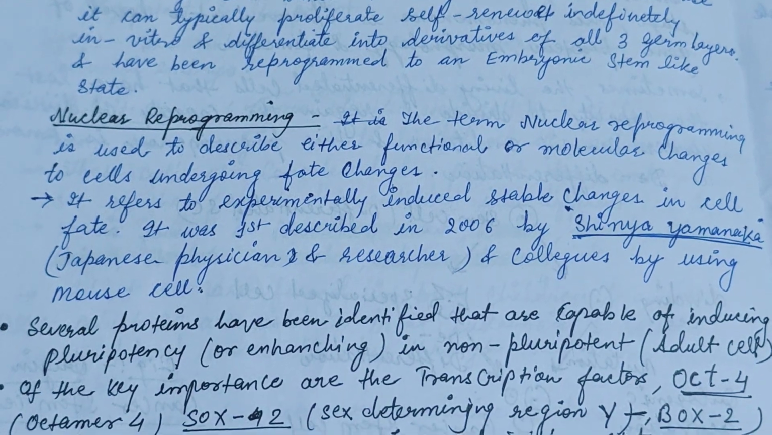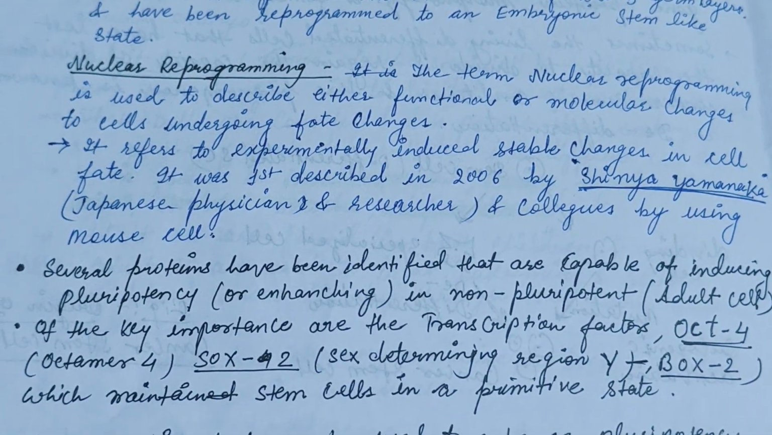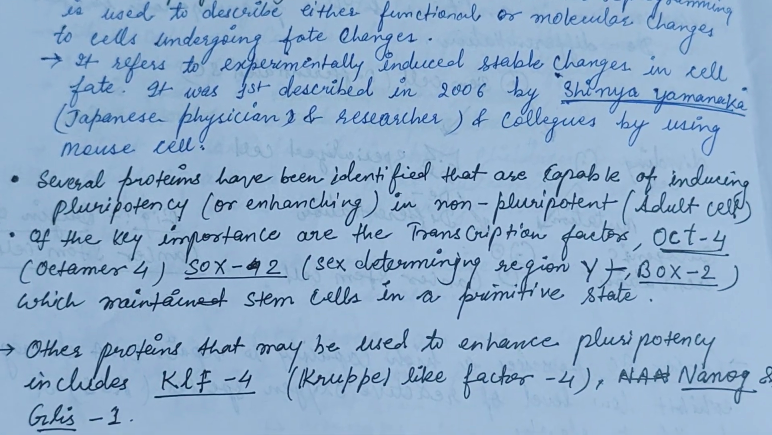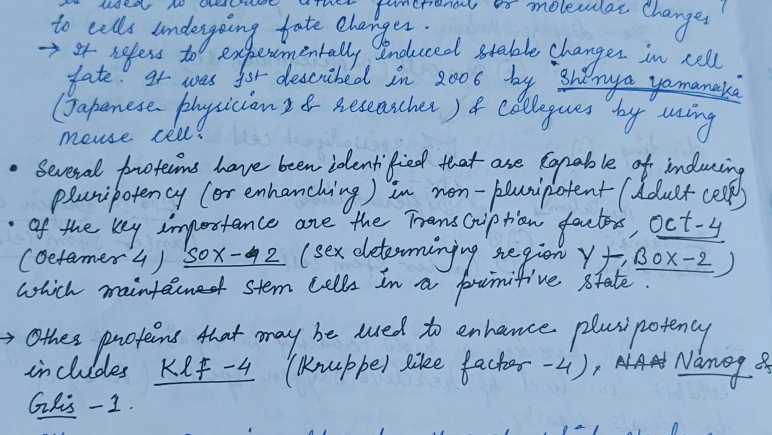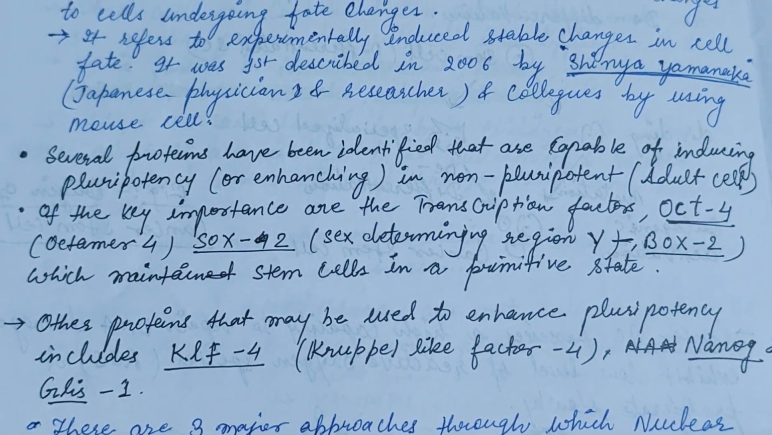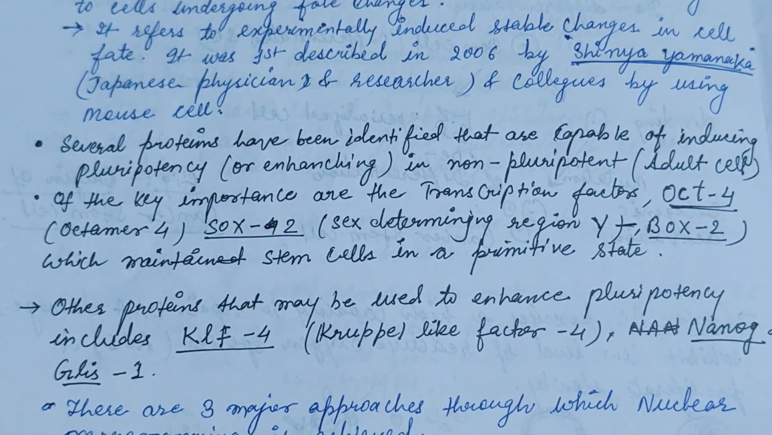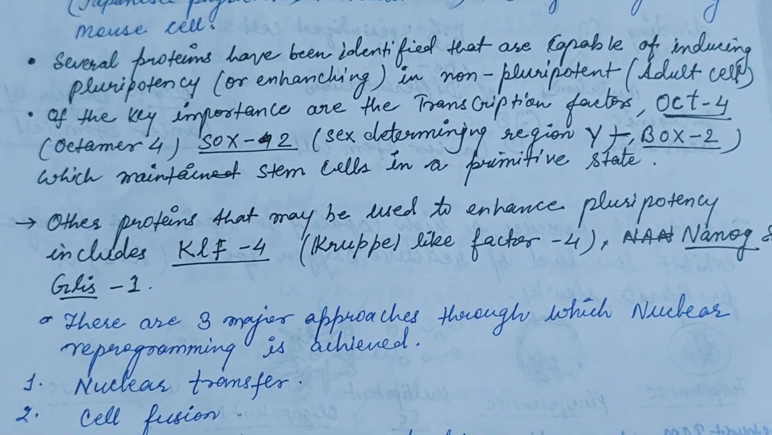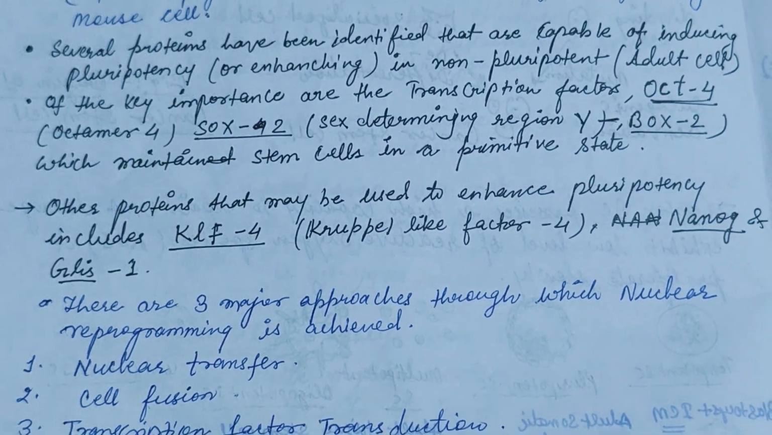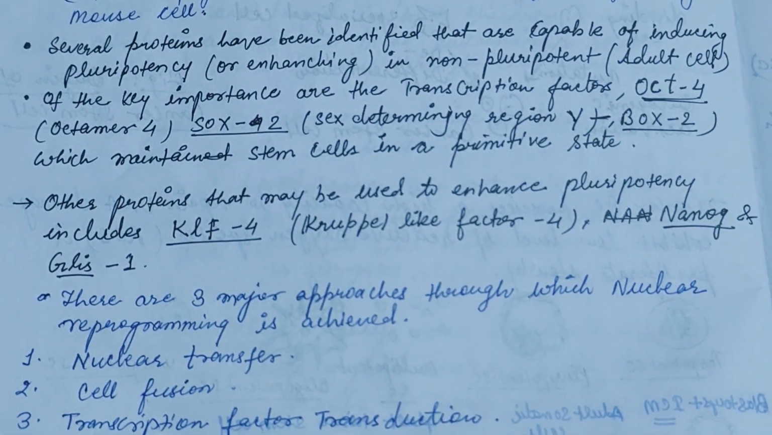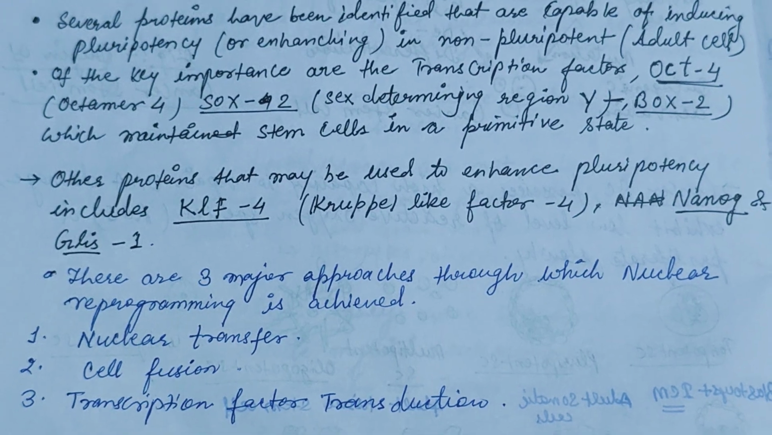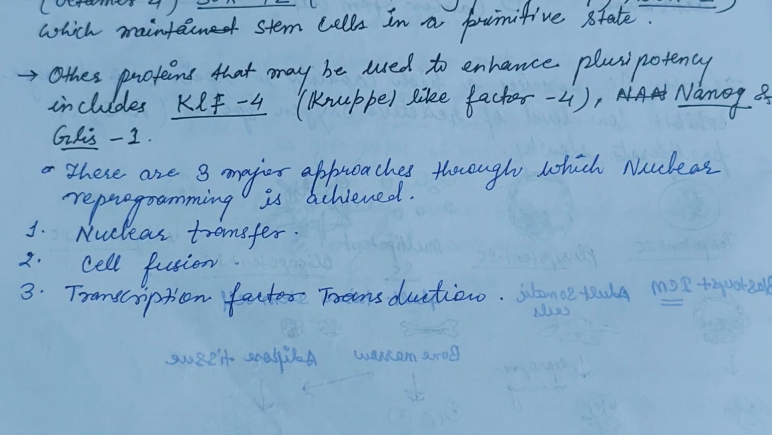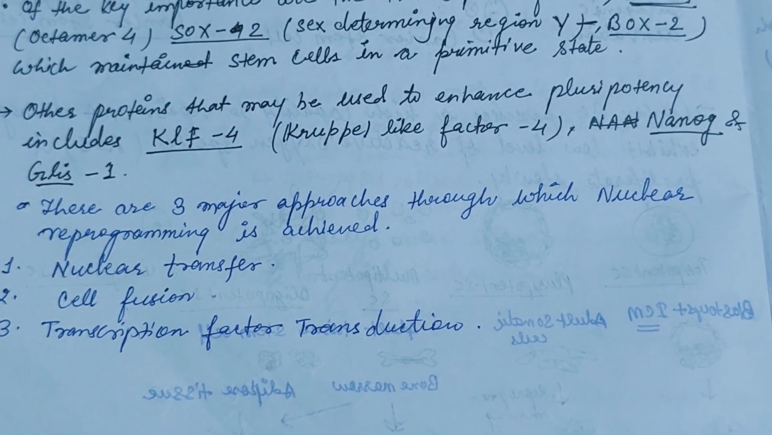There is a term, nuclear reprogramming, which is used to describe either functional or molecular changes to cells undergoing fate changes. Shinya Yamanaka, a Japanese physician and researcher, and colleagues first described it using mouse cells. Several proteins have been identified that are capable of inducing pluripotency in non-pluripotent adult cells, such as the transcription factors Oct4 and SOX2, which maintain the stem cells in a primitive stage, and other proteins like KLF4, NANOG and GLIS1.